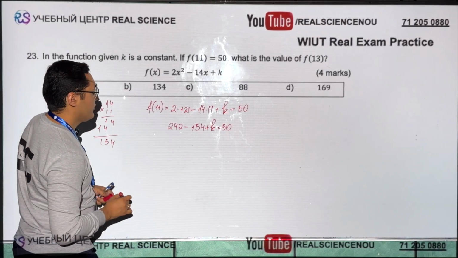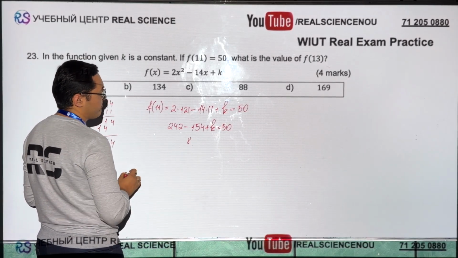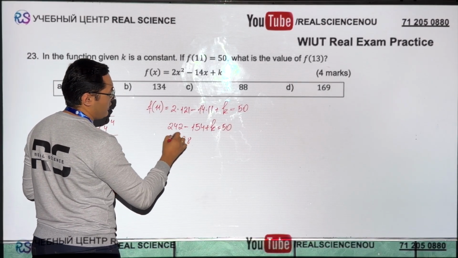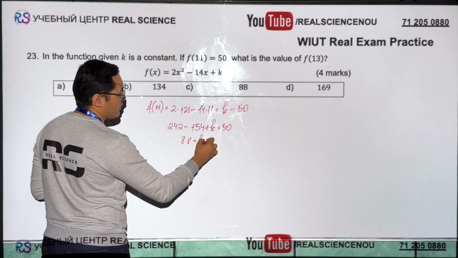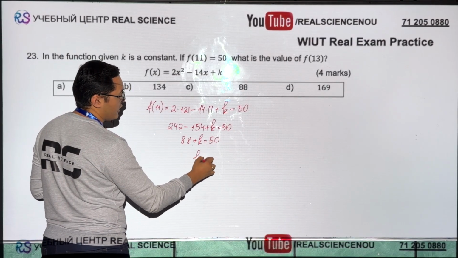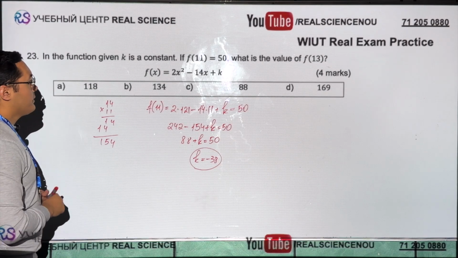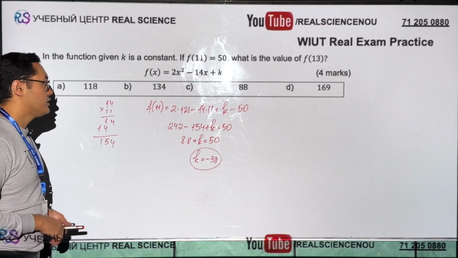242 minus 154 is going to give us 88. So 88 plus k is equal to 50. Then k is equal to minus 38. Okay, now based on that, what is the value of f of 13?